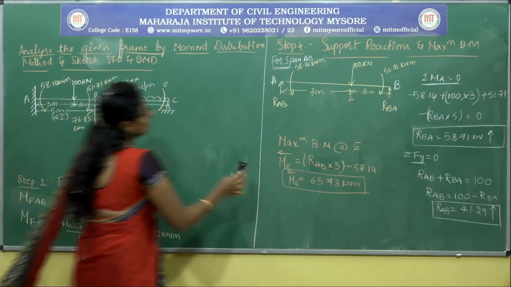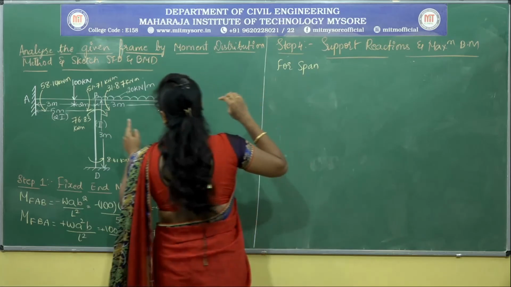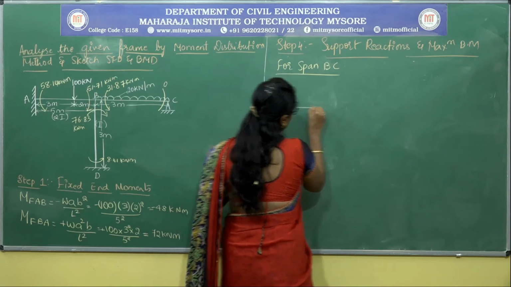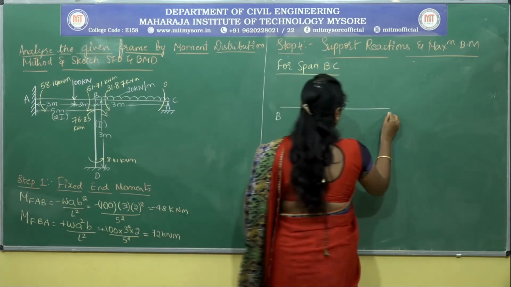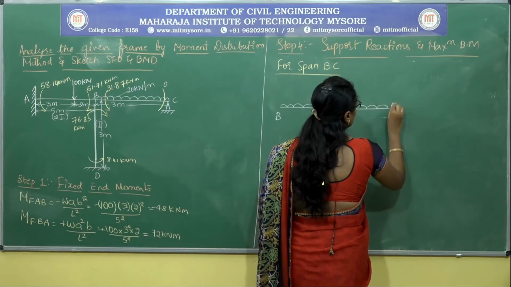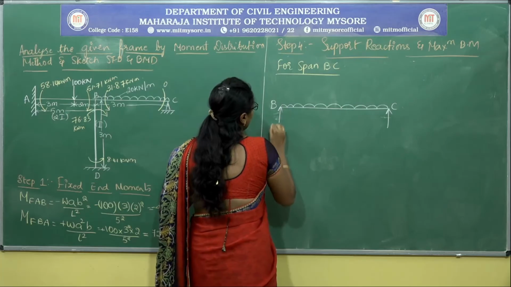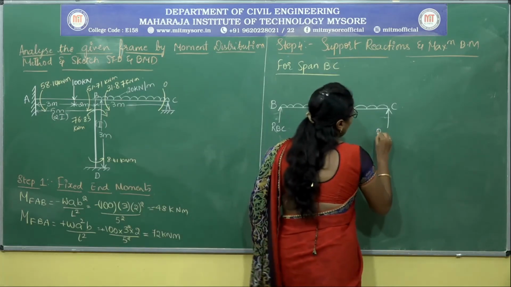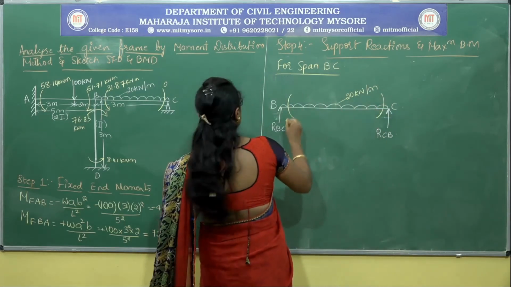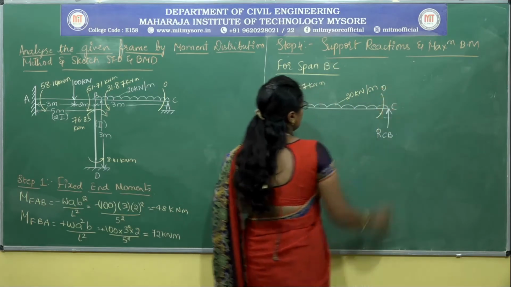Next, for span BC, I will consider B and C. This is UDL. So, we need to calculate the reaction RBC and RCB. Here the moment acting is 31.87 kilonewton meter and this is 0.